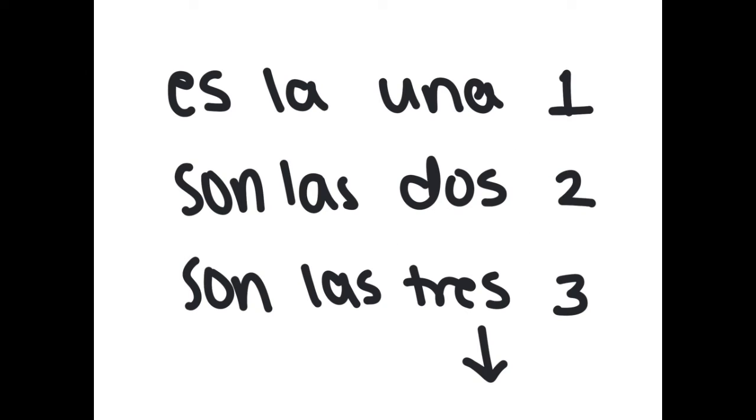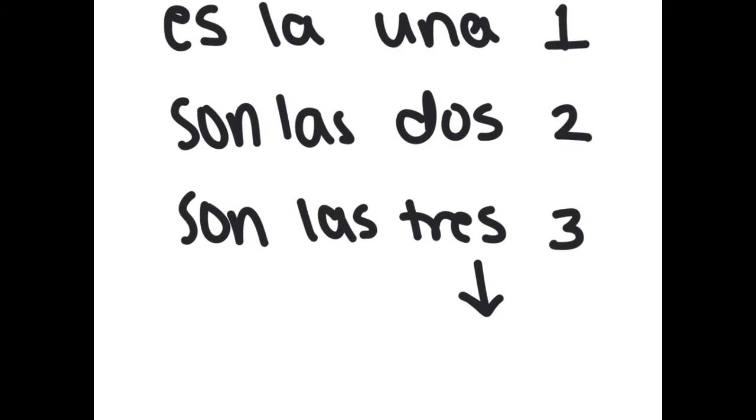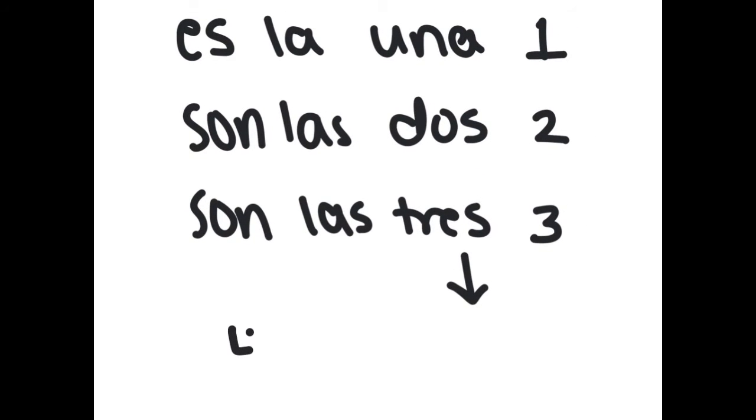So first, the very easy way to tell time is that if you're trying to indicate that it's 1 o'clock, you say es la una. If you're trying to say 2 to 12, it's then son las. So for example, if the time is 4, you would say son las cuatro.